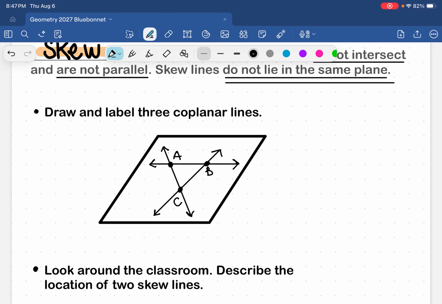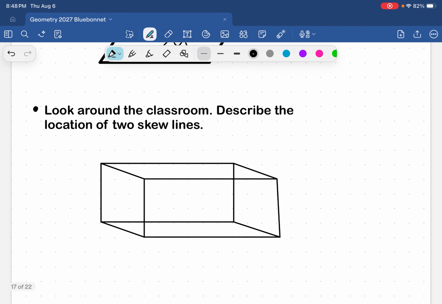3 coplanar lines. Let's look around the classroom and describe the location of 2 skew lines. I'm going to do that by drawing the classroom, which is more or less a rectangular prism, something like a Kleenex box. Let's pretend that this wall right here is the front of the classroom where the board is. This wall here is the one in the back of the room. This is the wall with the windows on it. And this is the wall where the door is that you came in today. Of course, this down here is the floor and this is the ceiling.